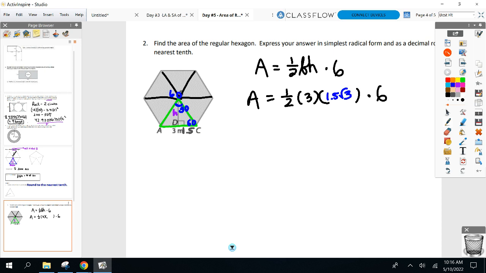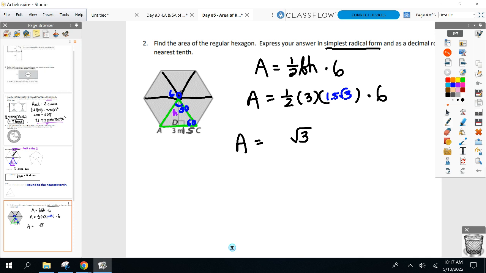The angle is 60, height bisects it. I multiply shorter by radical 3. All right, before we get going on the calculator here, I want 2 answers. Your first answer's got to be in simplest radical form. What's the only radical up here? Radical 3, so I want that in your answer.